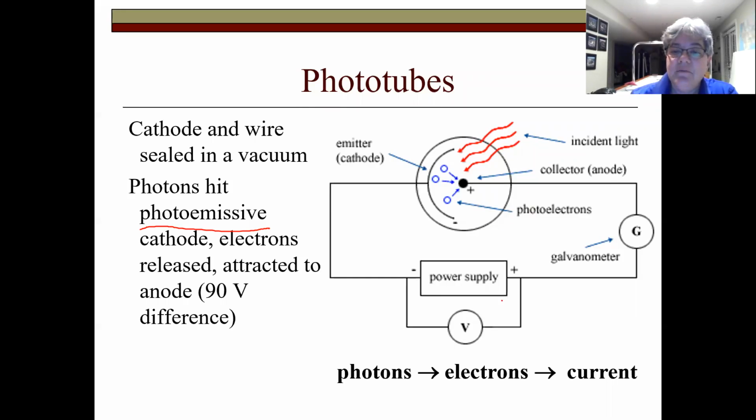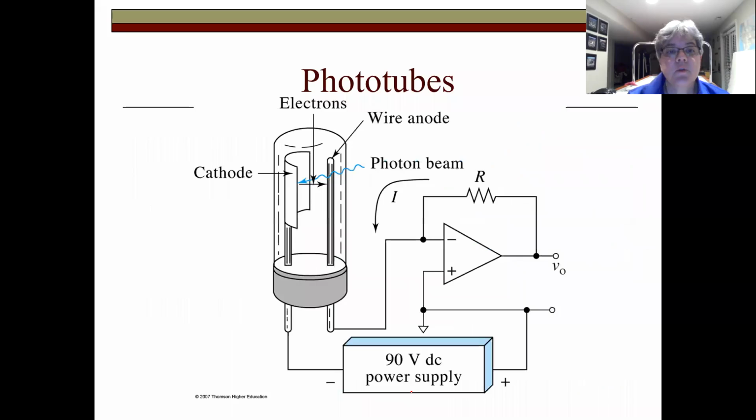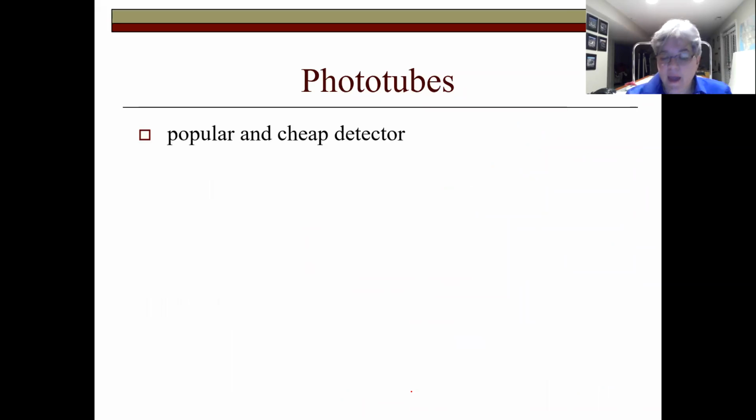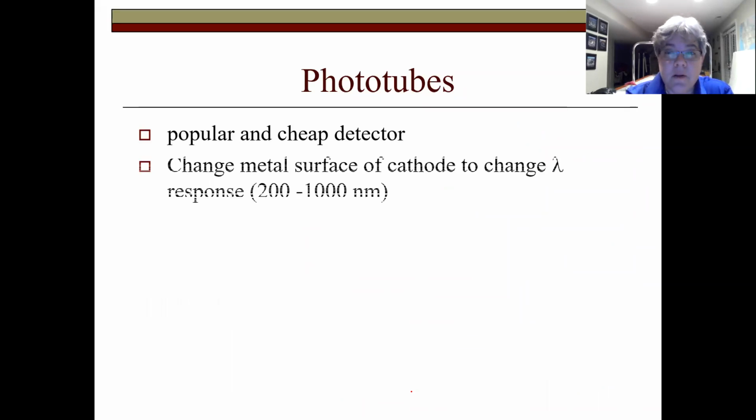There's a power supply, and so this guy's at 90 volts. And so the electrons get attracted to that, and then we measure how much current. And again, the current tells me how many photons. So this detector looks like this. That's kind of a schematic picture of what it looks like. And this is a fairly popular common detector that's also pretty inexpensive.